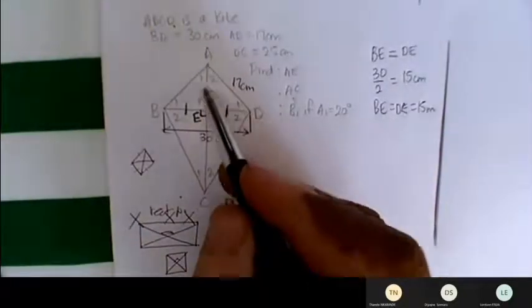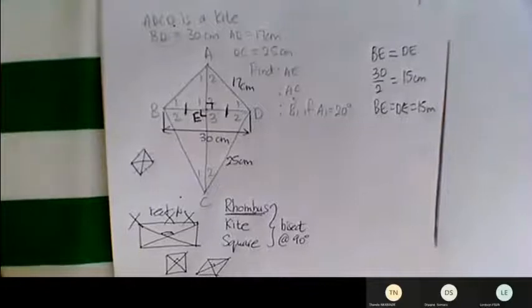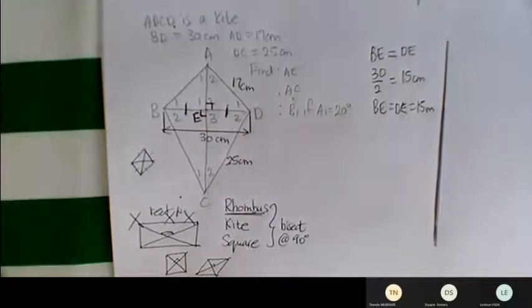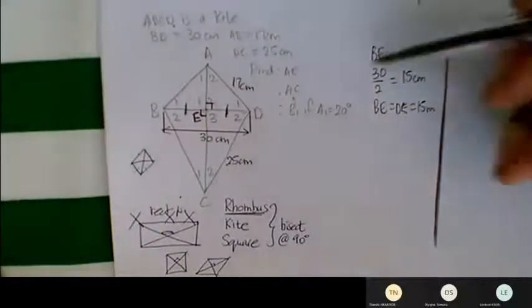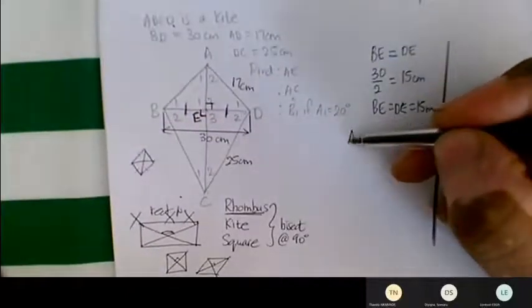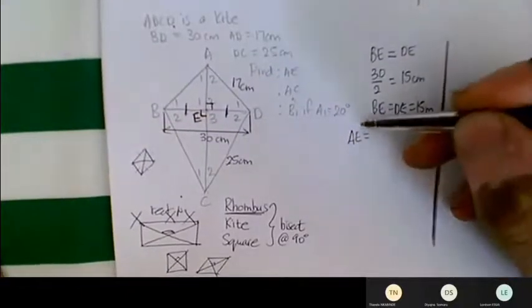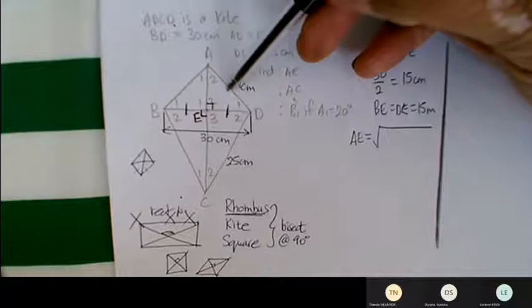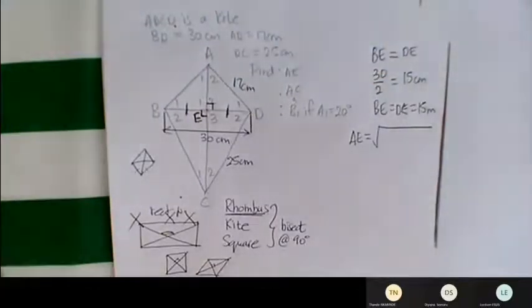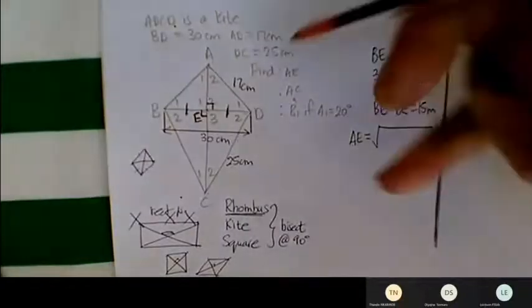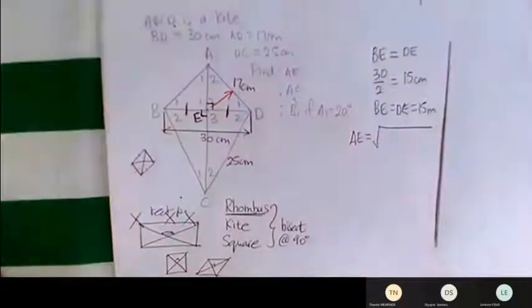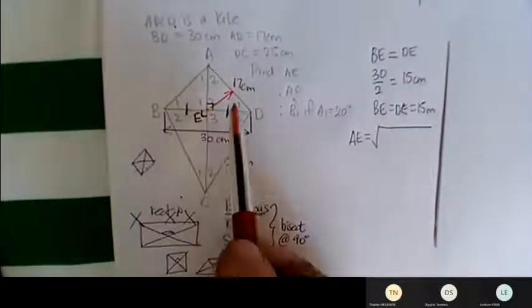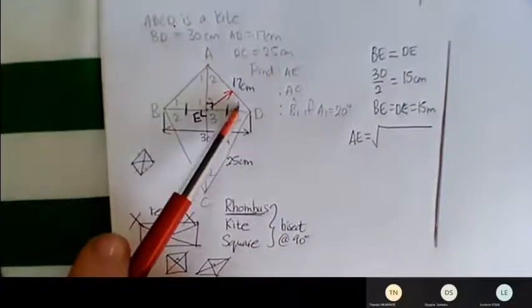So guess what? If they wanted you to find AE, can you calculate it? What do you think? Yes, sir. Using what? Pythagoras, perfect. So when I do Pythagoras, I don't write A squared. I go straight to the square root sign. And then this is the hypotenuse. You know how to establish the hypotenuse? The hypotenuse is always opposite the 90. So opposite the 90-degree angle will be your hypotenuse.